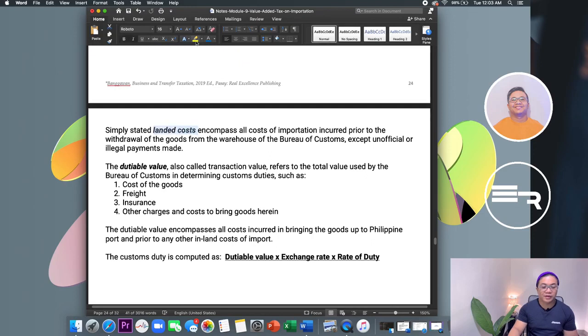So, to explain further, yung landed cost daw, all costs of importation, lahat ng costs incurred prior to the withdrawal of goods from the warehouse. Meaning, lahat ng cost na na-incur ng nag-import hanggang sa time ng withdrawal of goods from the warehouse ng Bureau of Customs. Except unofficial and illegal payments. Hindi na yun included, mga unofficial, walang resibo or under the table. So, hindi na yun kasama dito sa computation natin.